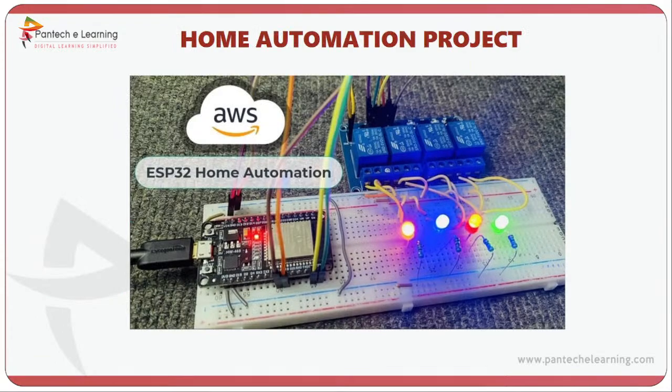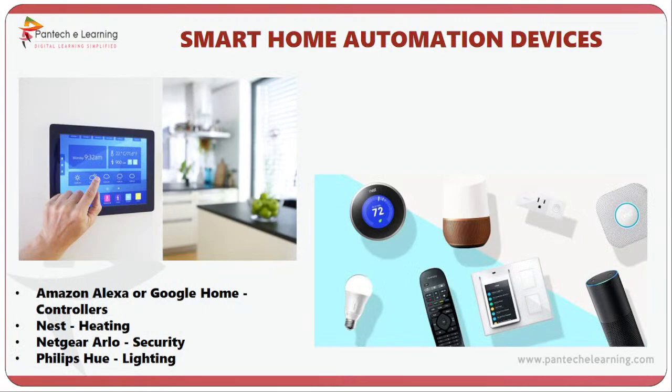Another project related to IoT is your home automation project. This is one of the major parts. Not only LEDs, you can connect any other smart bulbs, fans, or lights. You can connect anything with the help of this home automation project. Currently we are using Amazon Alexa, right?